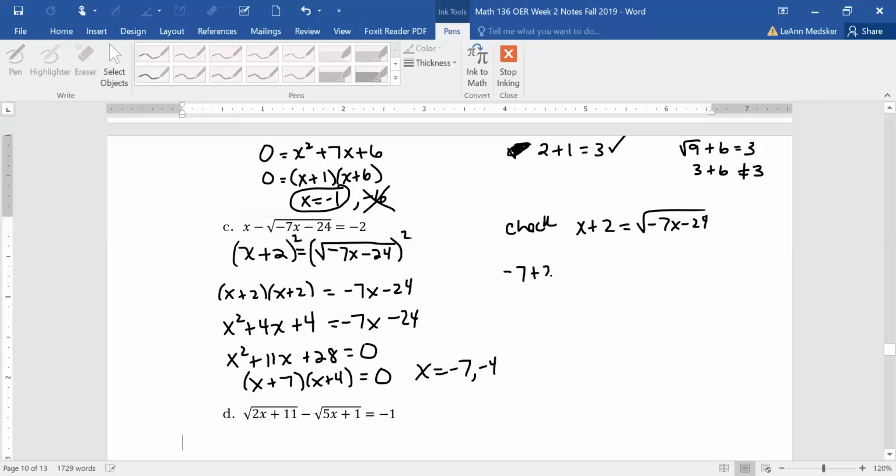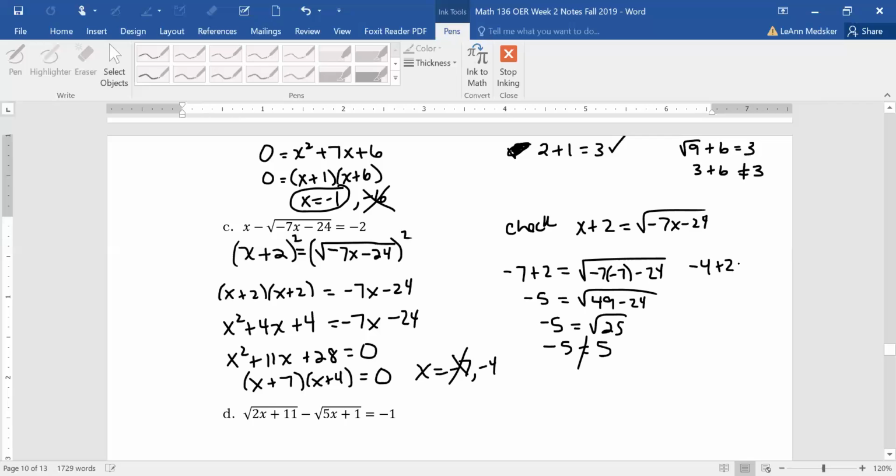So -7 plus 2 equals the square root of -7 times -7 minus 24. This is -5 equals the square root of 49 minus 24. I already know that this is bad because the square root should equal a positive number on the other side. So -5 equals the square root of 25. The square root of 25 is not -5 unless there's a negative in front of the radical. So this is actually not equal. So -7 is not a solution. And the same thing is going to happen with this -4. It also does not work.